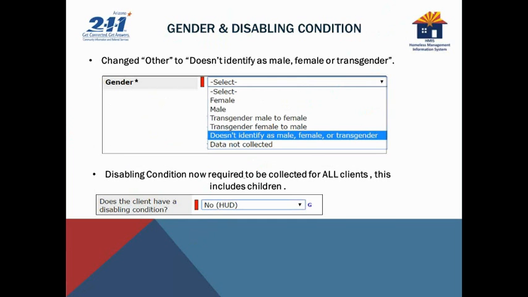The next change you will notice is the question of does the client have a disabling condition? Although the answers have not changed, the requirements have. This question is now required to be collected on all clients. This does include children.